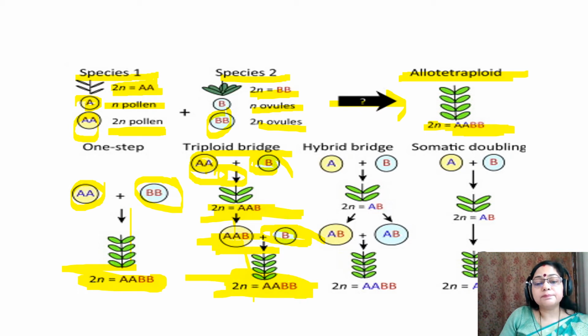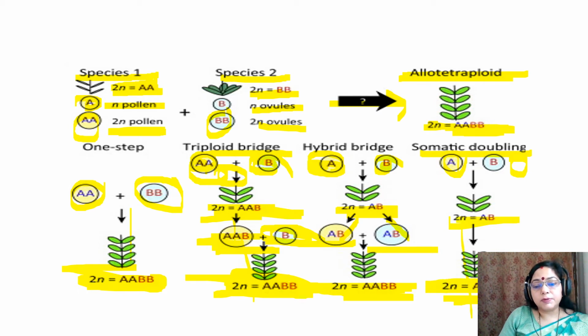It will be fertile. Again, hybrid bridge. If an A haploid species is crossed with B, then we get 2n is equal to AB. And now when AB is further crossed, multiplied, we get 2n is equal to AB. This will be fertile. And somatic doubling. If A plus B gets 2n AB, then we also get 2n, that is AABB. These will be fertile, and these triploids will be infertile.